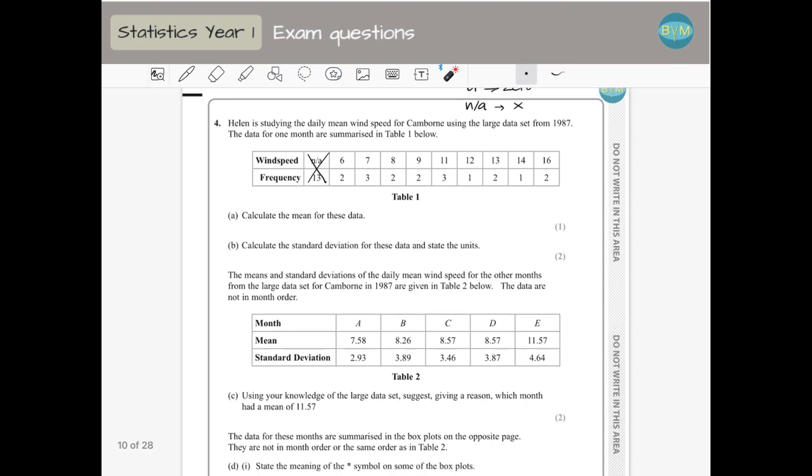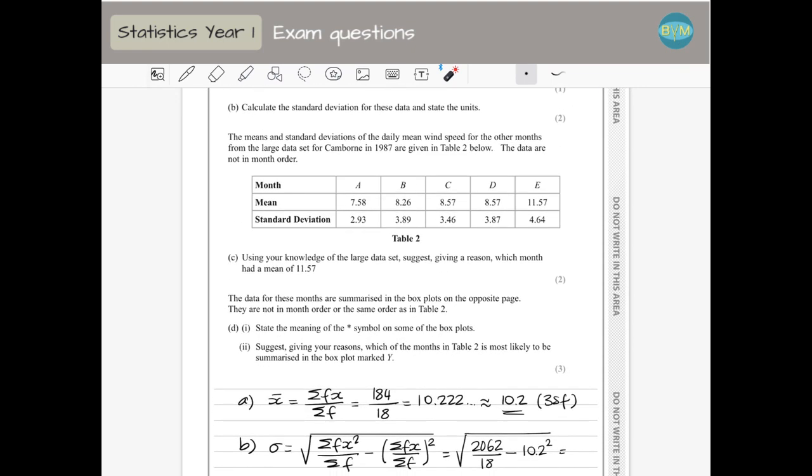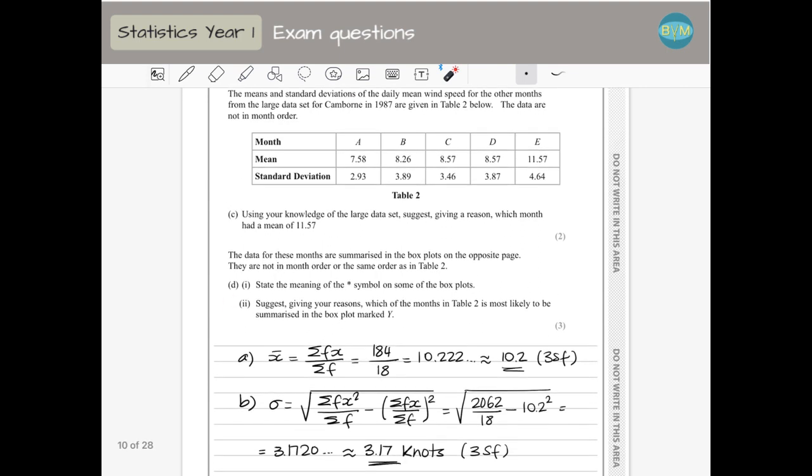Sometimes maybe you can use a bit of common sense, thinking that all other months are spring, summer, and in UK the weather is worse in October than in summer usually. Then the data for these months are summarized in the box plots on the opposite page. They are not in month order or the same order as in table 2. And state the meaning of the asterisk symbol in some of the box plots.